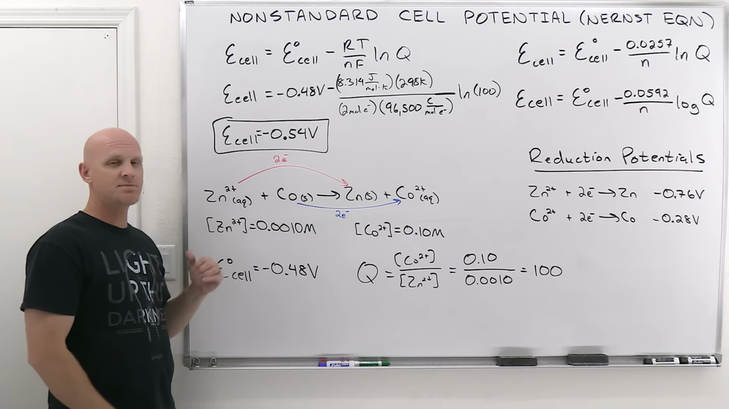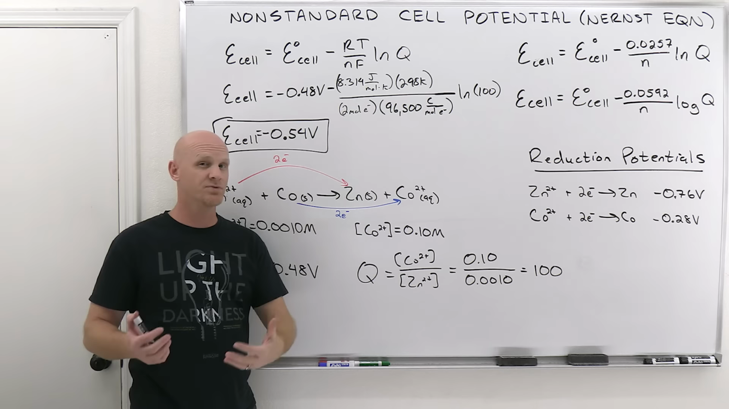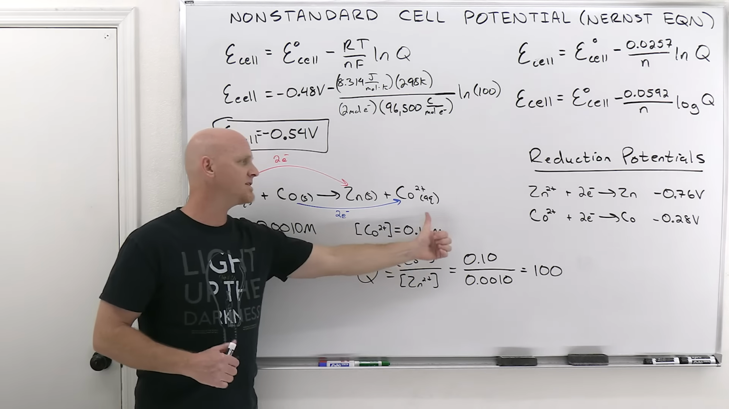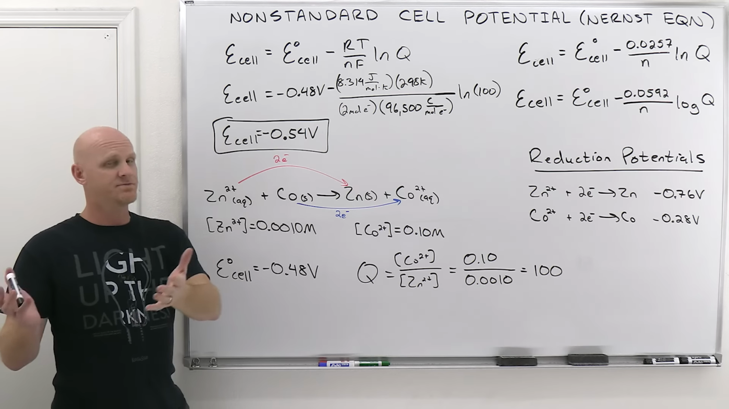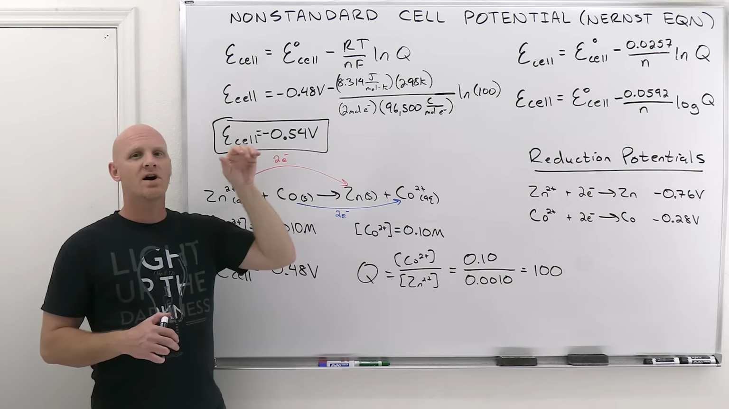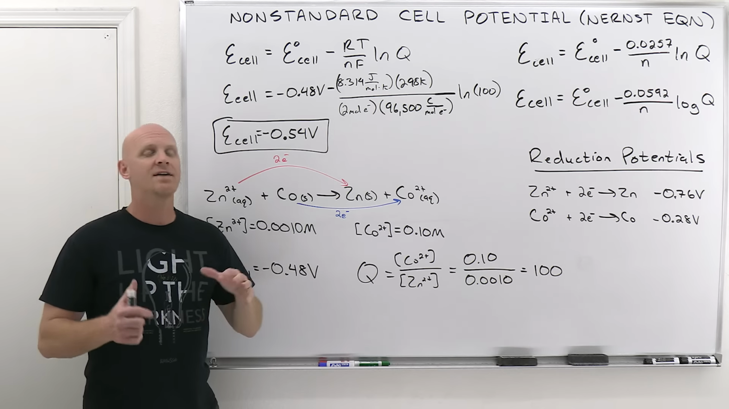So we might sum that up by saying anything that causes a shift to the right increases the cell potential, the voltage. And therefore, anything that causes a shift to the left, making the reverse reaction spontaneous and the forward reaction non-spontaneous, is going to cause E cell to go down, either less positive or more negative. And that's a big take home.